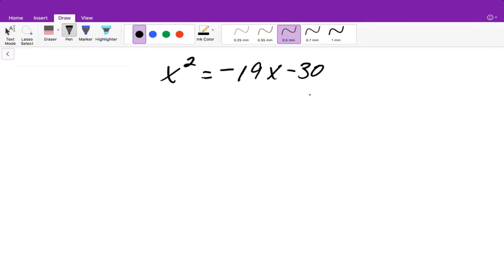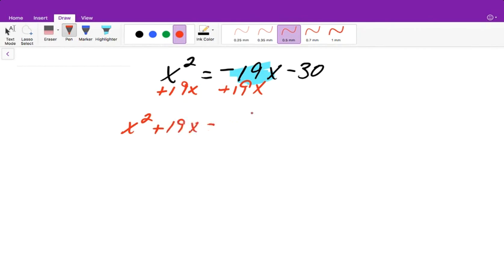All right, so for this one here, remember we needed to set it equal to the constant, so the only one that we're going to move over to the left side is this negative 19x. We're going to leave the negative 30 on this side. So I'm going to go ahead and add over this 19x because we want our constant all by itself. So x squared plus 19x is equal to negative 30.